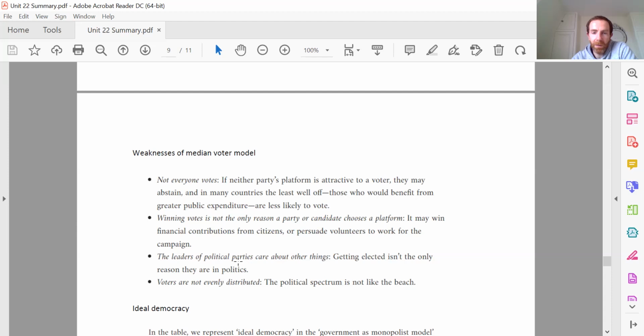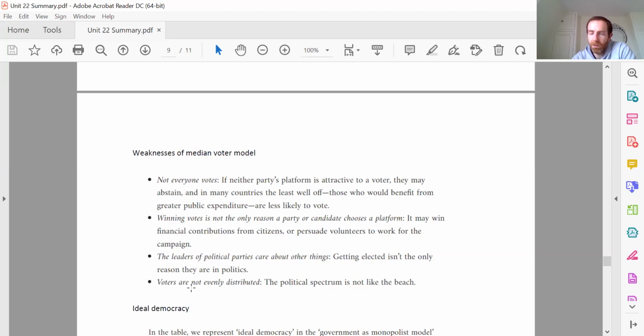And this is kind of what I was saying. The leaders of political parties might actually care. They might actually be in politics to achieve particular goals, and they're not going to just adjust their platform, their sets of policies, in order to maximize voter share.